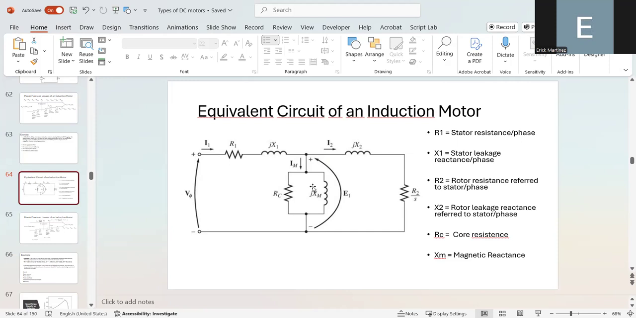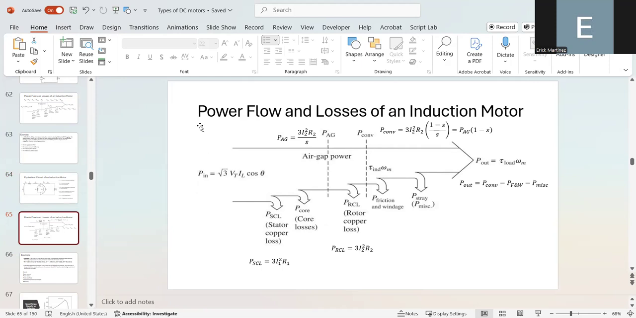This means that here we are modeling only one of the three phases of the induction motor, but we can use this model and multiply the results by 3 in order to consider the effect of the three phases. The reason we are introducing this equivalent circuit is that we can also compute the power flow and the losses of the induction motor by using the following diagram. Notice that here we have the input power, which is the square root of 3 times the line voltage times the line current times the cosine of theta, and this cosine of theta is the power factor of the motor.